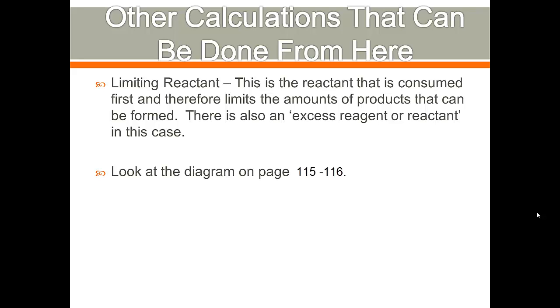Other calculations that can be done from here. The first one is a limiting reactant. This is the reactant that is consumed first and therefore limits the amount of product that can be formed. There's also an excess reagent or reactant when you have a limiting reactant, because obviously if you use something else up, some must be left over. And you can use calculations to figure out how much is left over and how much product you are limited to. There's a nice diagram on page 115 in your book that you should look at that shows you how to use particle diagrams to correctly show what a limiting reactant reaction would look like.